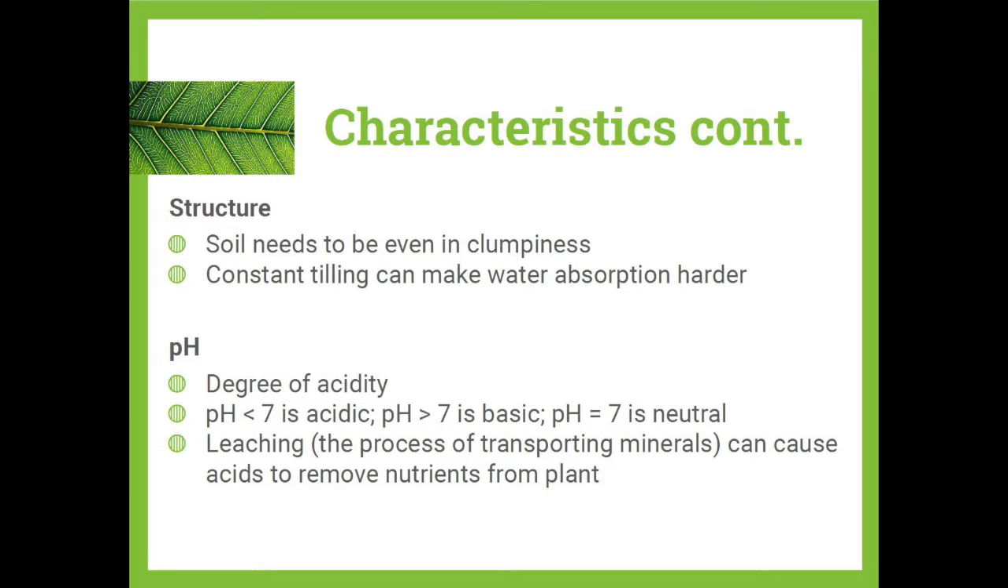For pH, there are different degrees in acidity. If pH is less than 7, then that means the soil is more acidic, and if pH is greater than 7, then that means the soil is more basic. If it's at 7, then it's neutral. Leaching is the process of transporting minerals, and this can cause acids to remove nutrients from plants.